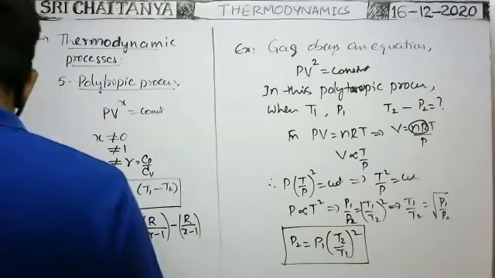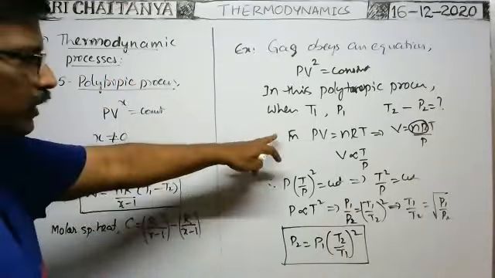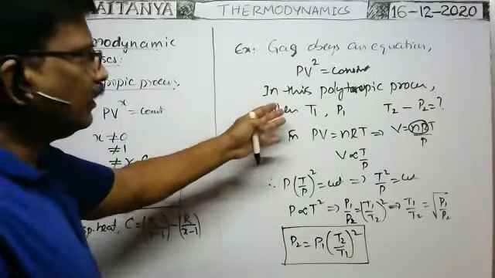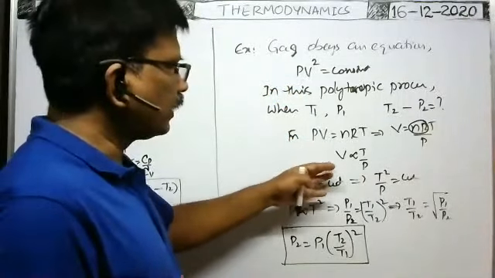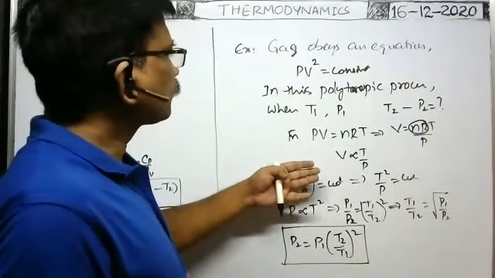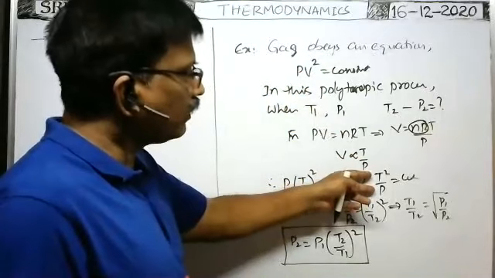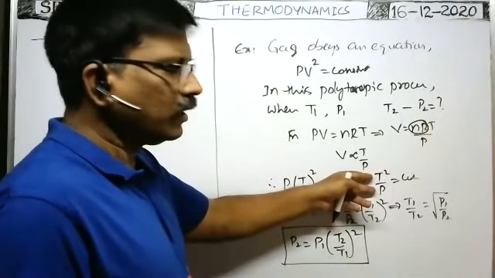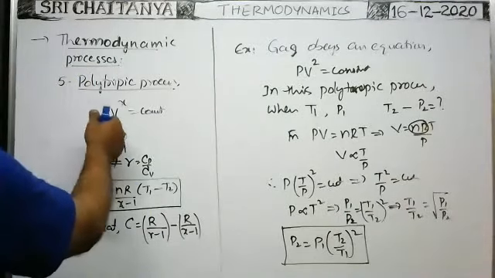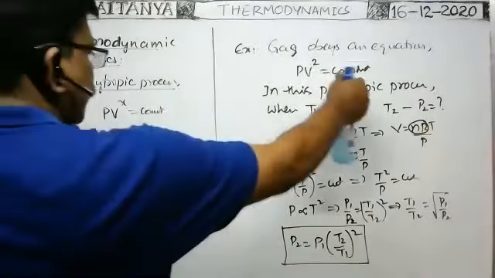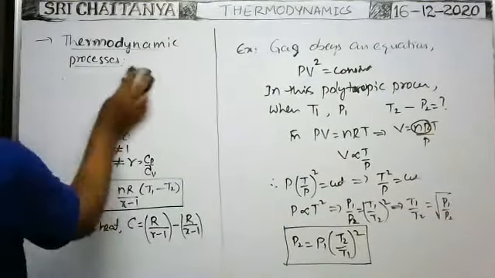Right. Next, quasi-static process. If they ask about a polytropic process like this, then by using the ideal gas equation, we have to convert the given relation in terms of the two required variables. Then we can find the answer for the given problem. Next, quasi-static process.